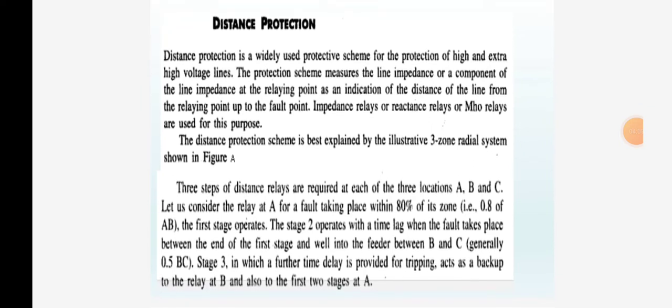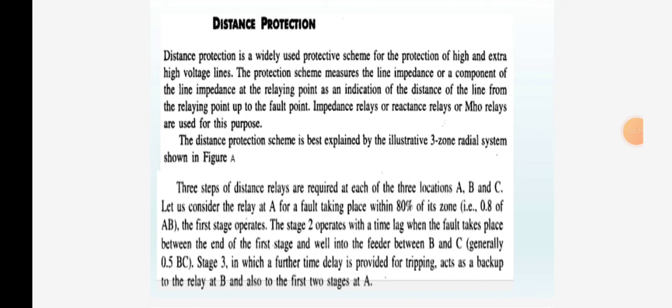The distance protection scheme is best explained by the illustrative three zone radial system. Three steps of distance relays are required at each of the three locations A, B and C. We will see in the diagram.